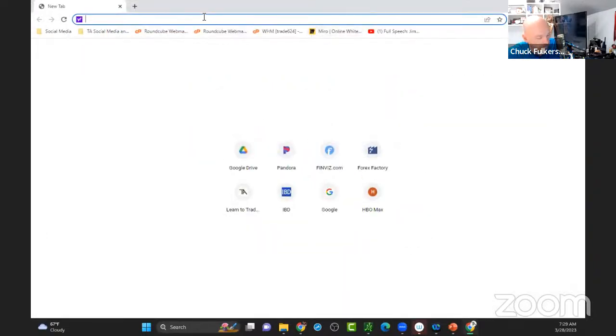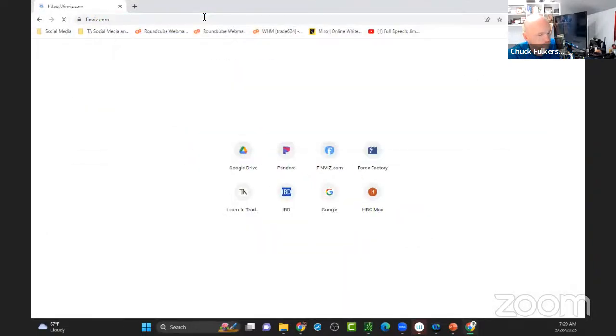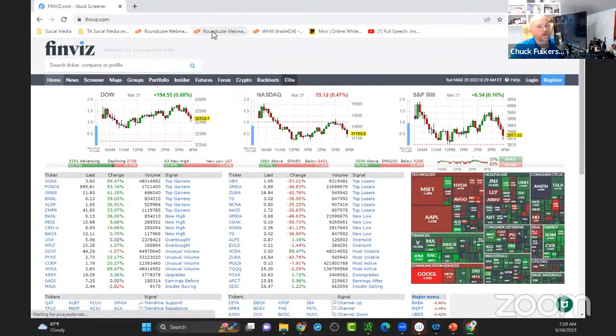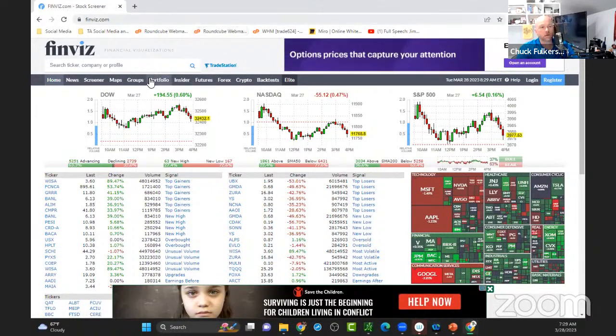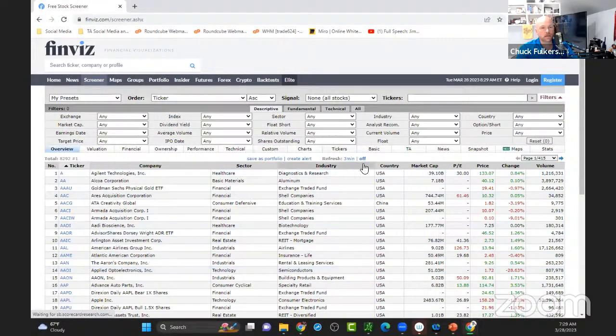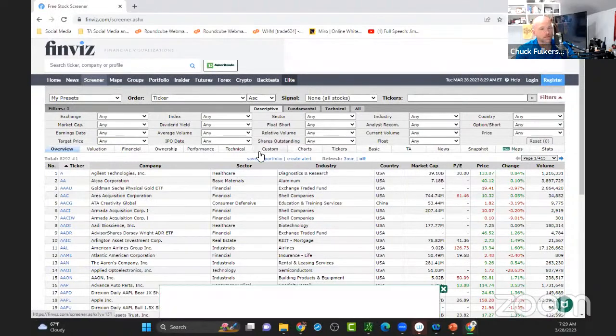I do like to use FinViz. And when I use FinViz, remember, if we're looking for stocks that are above the 50 and above the 200, and what did we say our top sector was, right? Our top sector was financials, right?